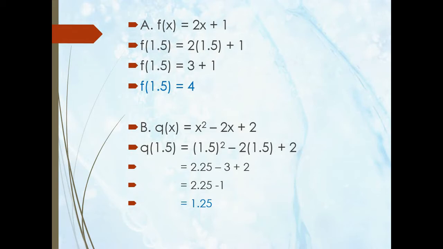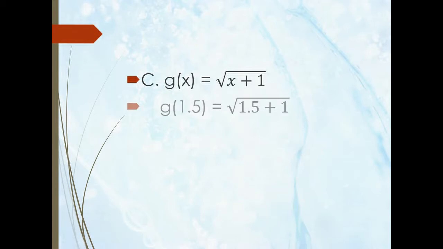Letter C. g of x is equal to square root of x plus 1. So g of 1.5 is equal to square root of 1.5 plus 1. That becomes g of 1.5 is equal to square root of 2.5.